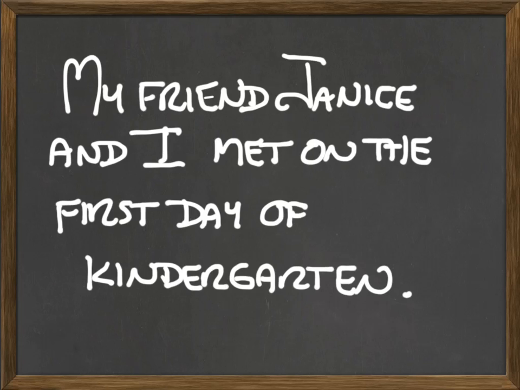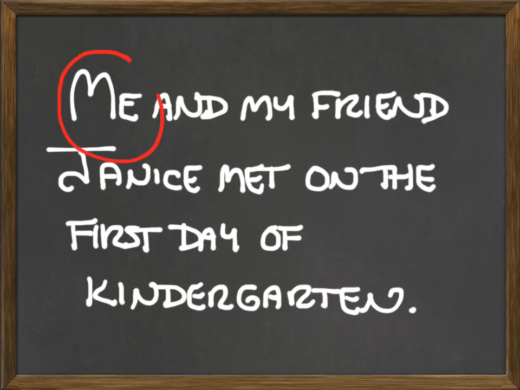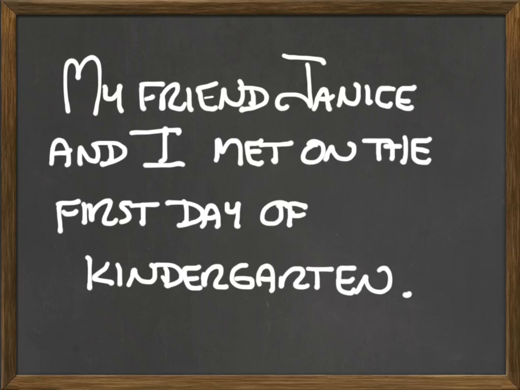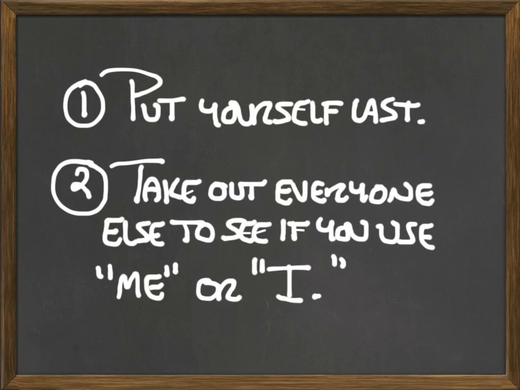So there were two errors. The first one was me went first. Okay. And if we had corrected it to say my friend Janice and me met on the first day of kindergarten, that would have been wrong. So we had to use I as well. So when using phrases in which me or I appear, you have two things to think about. First, put yourself last. Second, take out everyone else to see if you use me or I in the phrase.